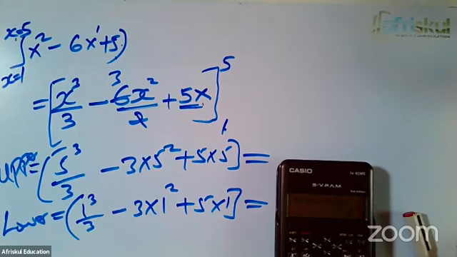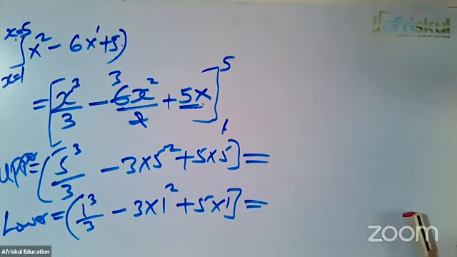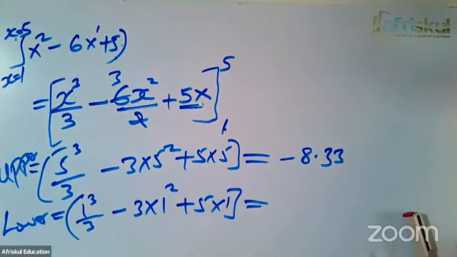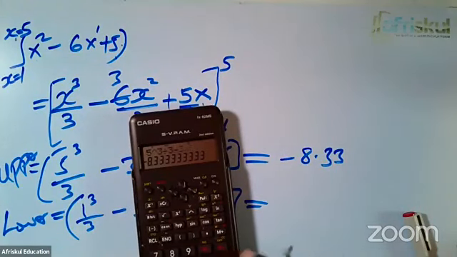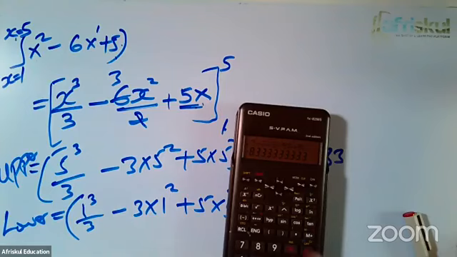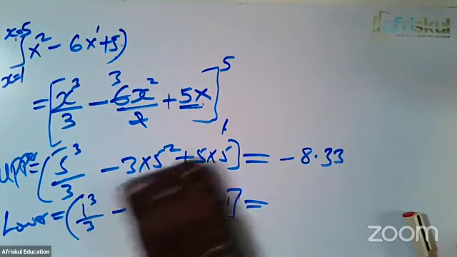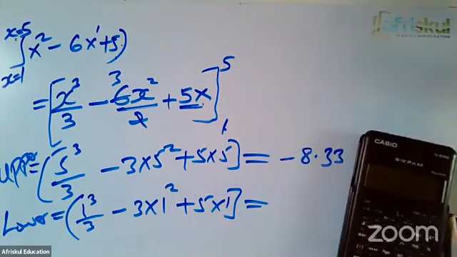Yes, plus 5 times 5, which at the end of the day gives us minus 8.33. It's good to repeat again. So we have here 5 raised to power 3 divided by 3 minus 3 times 5 squared plus 5 times 5, which gives us minus 8.333. And then we have here, of course, 1 cubed is 1 divided by 3 minus 3 times 1 squared plus 5, which gives us 2.333.